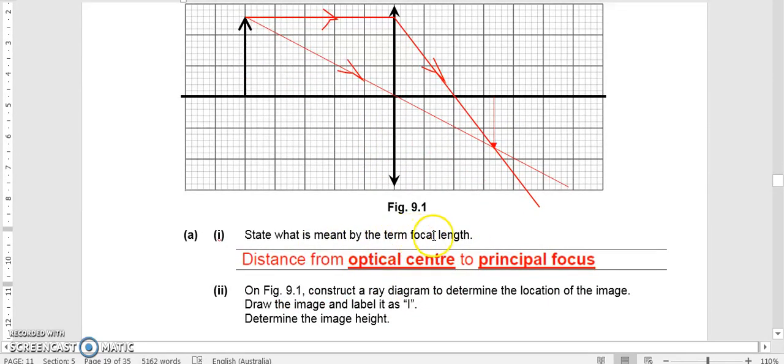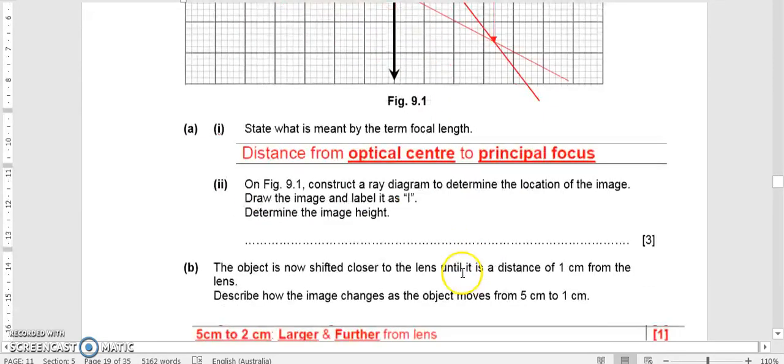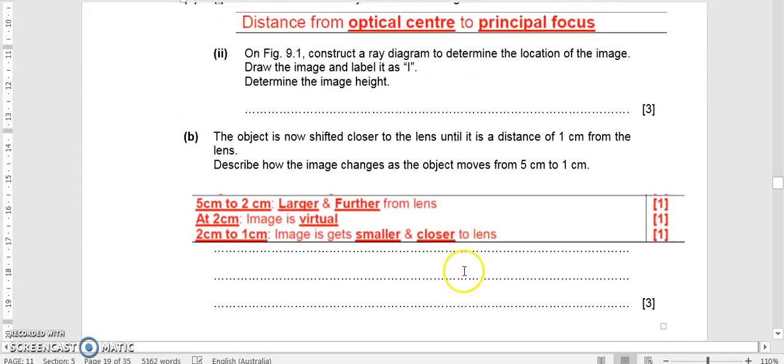Okay, so what's meant by the term focal length? You've got to have these 2 terms inside: optical center, principal focus. So the distance between optical center and principal focus, that's it. Okay, so part B, the object moves closer to the left. You've got to read the question. Describe how the image changes, not what the image is. So how it changed. We went through this in class. Larger and further from the lens, from 5 to 2 cm. At 2 cm, it changes to virtual.